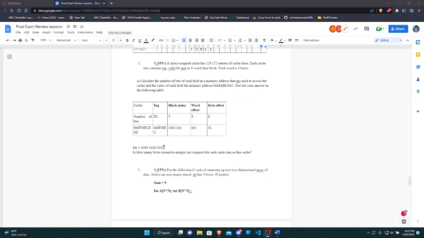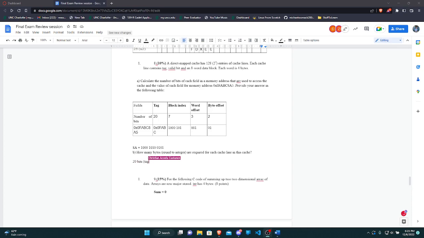Okay. So now we're moving on to part B. How many bytes are required for each cache line in this cache? For this one, you have to pay attention to what the problem is asking. It says up here that each cache line contains a tag, a valid bit, and an 8-word data block. So we need 20 bits for the tag, since that's what we got up here, plus your 1 valid bit.